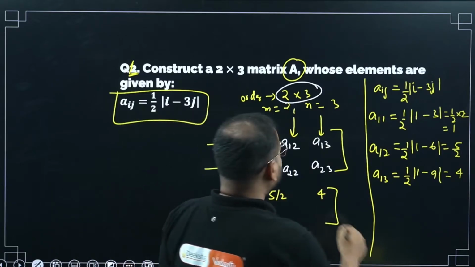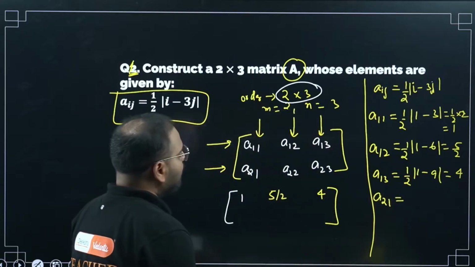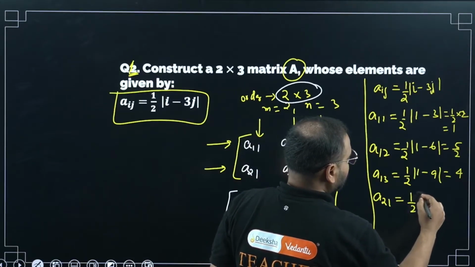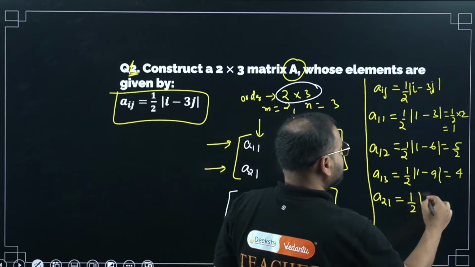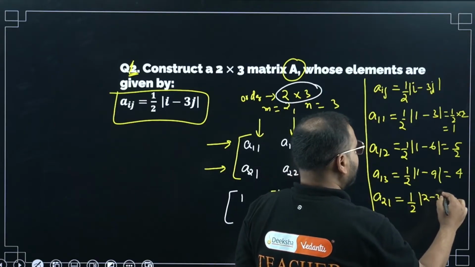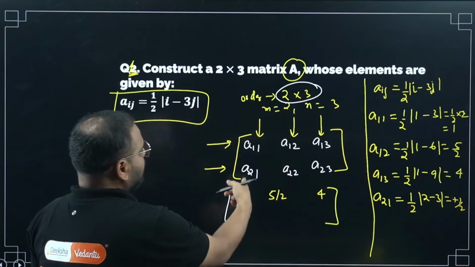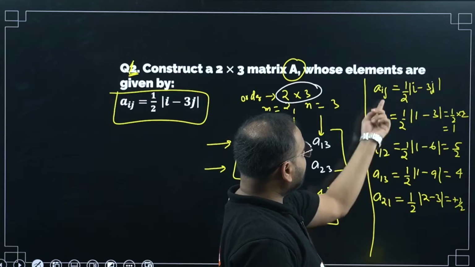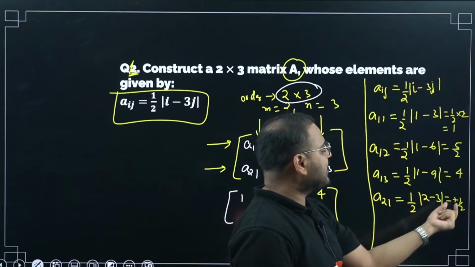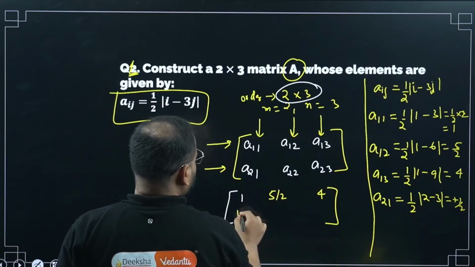Now for the second row, what are we going to do? The first element is 2, 1, so we'll write it as A21. How will this look? 1 by 2 mod of i minus 3 times j, where i is 2 and j is 1. So 2 minus 3 times 1, which is 3, gives minus 1, mod is 1. With 2 in the denominator, the answer is just 1 by 2. So I'll write it as 1 by 2.